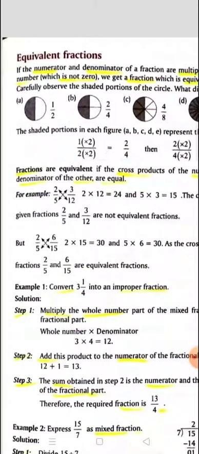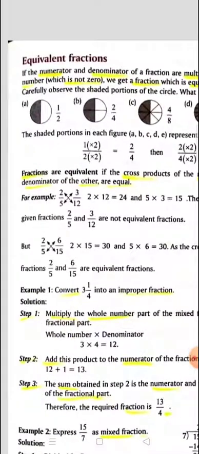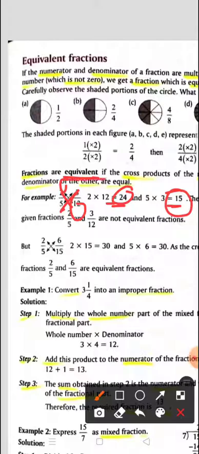Fractions are equivalent if the cross product of the numerator of one fraction and the denominator of the other are equal. It means if you do the cross multiplication, that means 2 into 12, 24, and 3 into 5, 15. If both are equal, then they are equivalent, otherwise not.